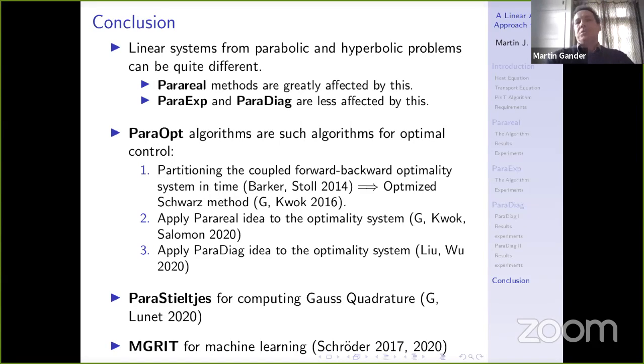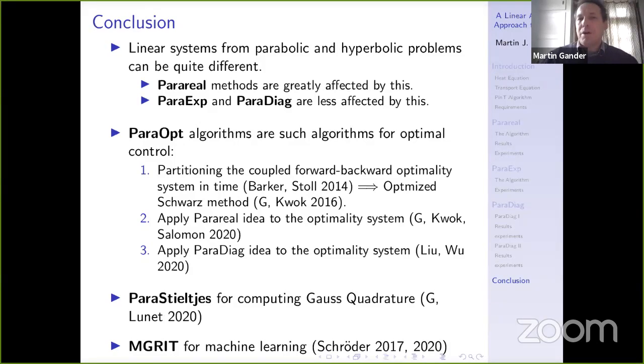There is the ParaOpt family of algorithms. These are algorithms for solving optimal control or PDE constrained optimization problems with time-dependent constraints. There is a first algorithm that was proposed by Barker and Stoll, which is basically applying an additive Schwarz method to the coupled forward-backward problem, which we studied very carefully with Felix Kwok, and we showed that it's actually an optimized Schwarz method.